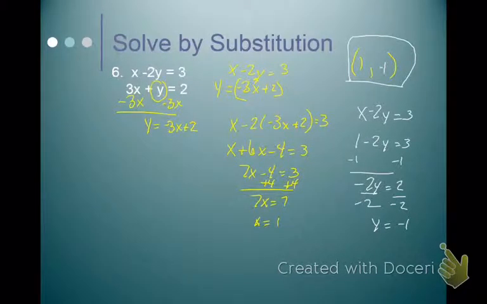This is what you should have gotten. You should have gotten 1 comma negative 1. Here's the work. So again, stop the video, compare what's on here versus what you got, and if you missed it, see if you can figure out why. If you're not able to figure it out, or you're still struggling to get through this, come see me during STAR or after school, and we'll work through it some more. Okay?